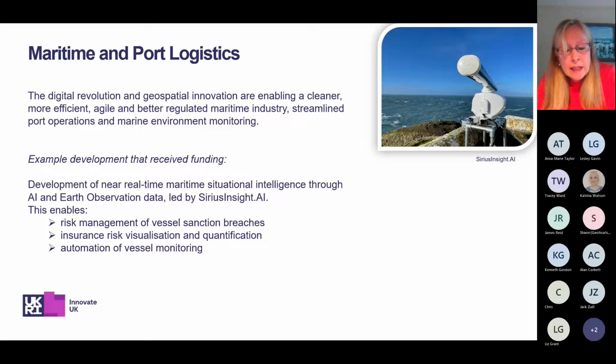An example of funding in these sectors is the development of near real-time maritime situational intelligence through AI and Earth observation data by Sirius Insight. This enables risk management of vessel sanction breaches, the visualization and quantification of insurance risk, and automated monitoring of vessel safety and security. And then, of course, there are the construction and infrastructure sectors.